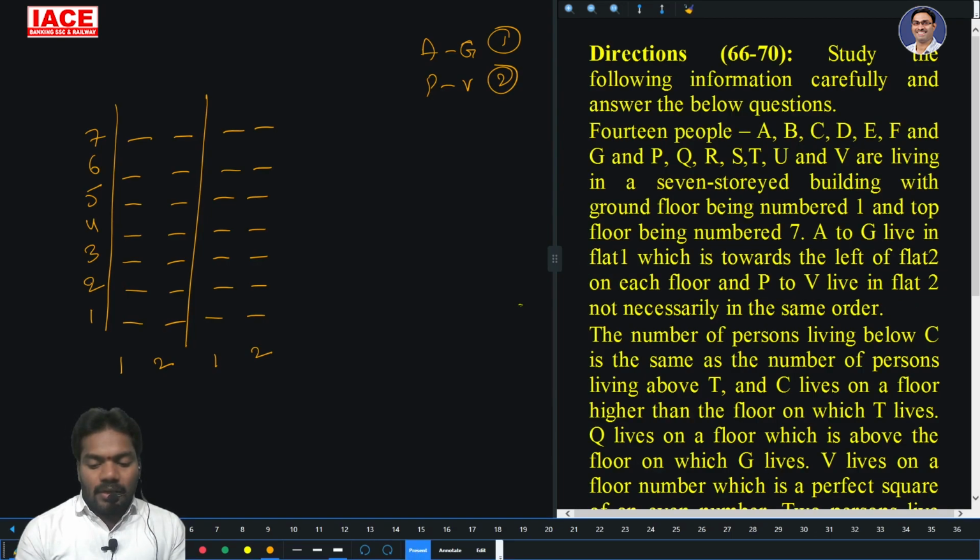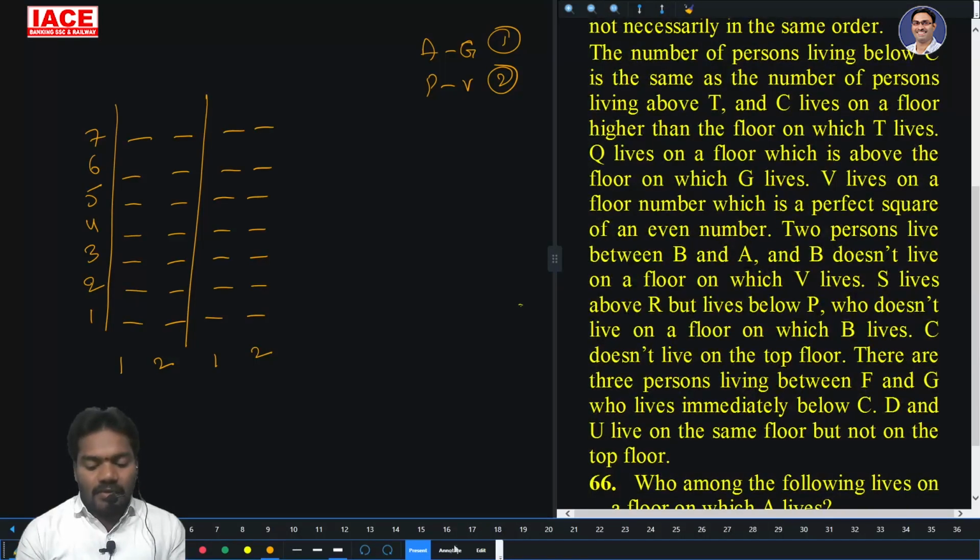Now, the number of persons living below C is the same as the number of persons living above T, and C lives on a floor higher than the floor on which T lives. So C lives above T only. The number of persons below C must be the same as above T, and C should be above T.